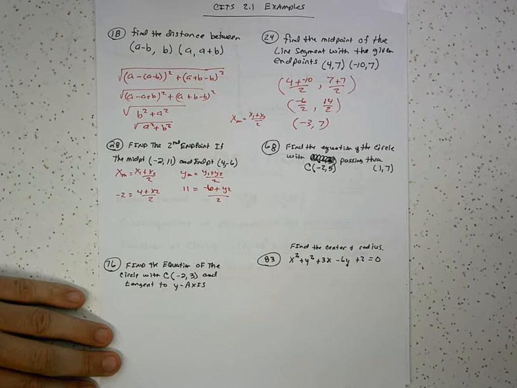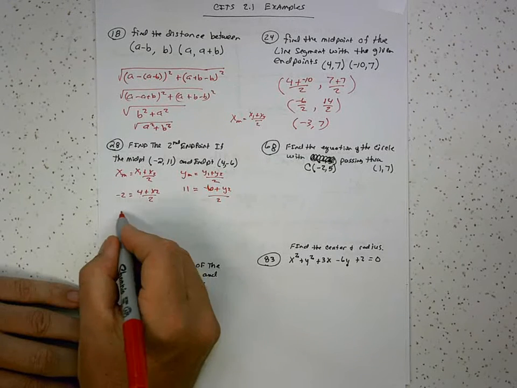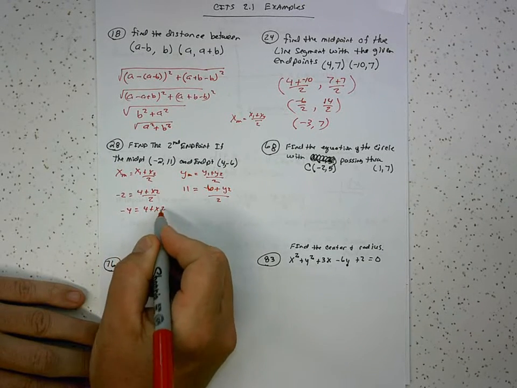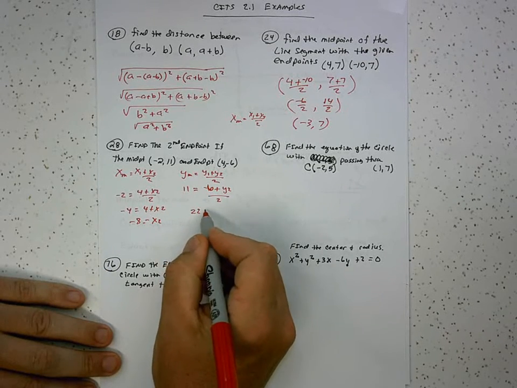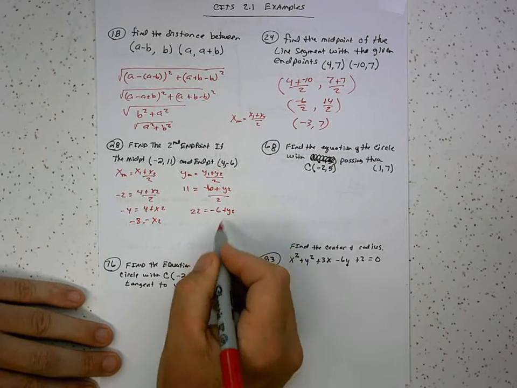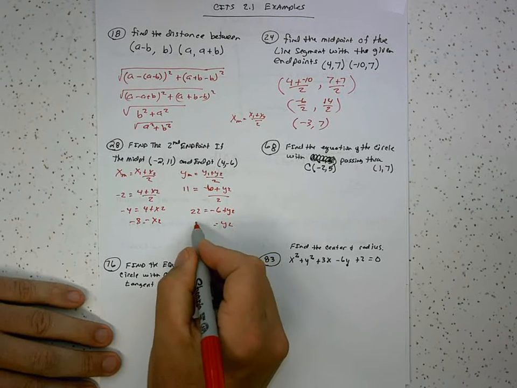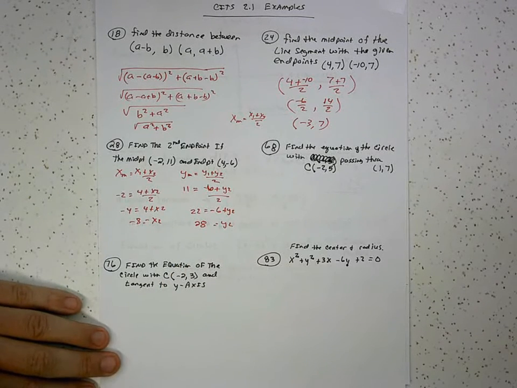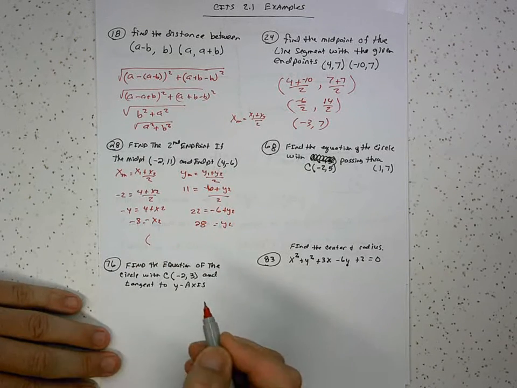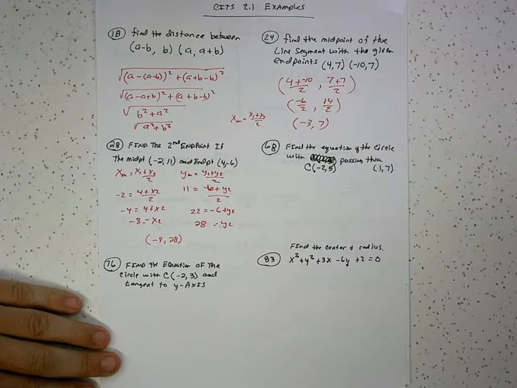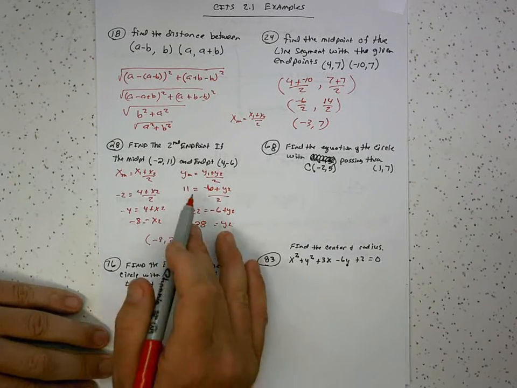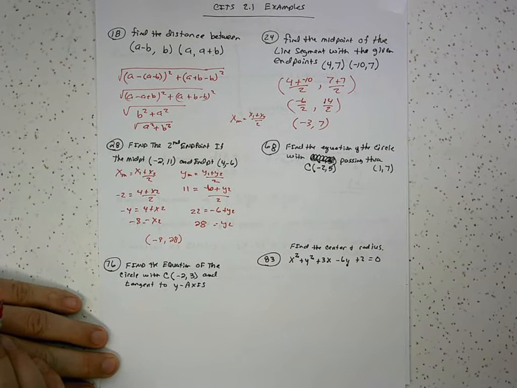Make that a little bigger. Now we just solve for what we don't know. Multiply by 2. Subtract 4. Multiply by 2. And add 6. And we should have our second endpoint of negative 8 and 28. Okay, so we just break it down to parts, plug in what we know, solve for what we don't.